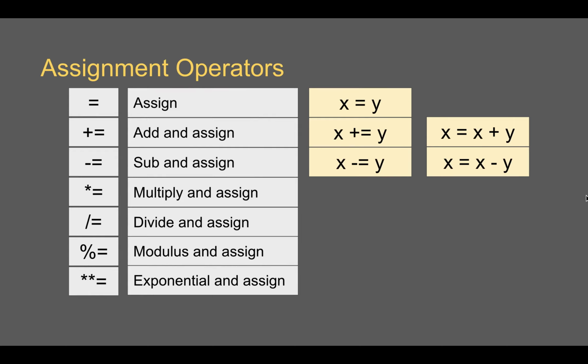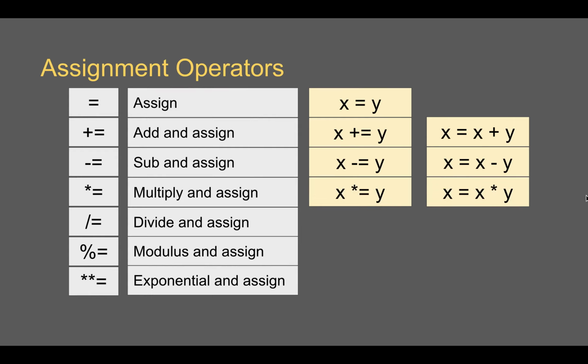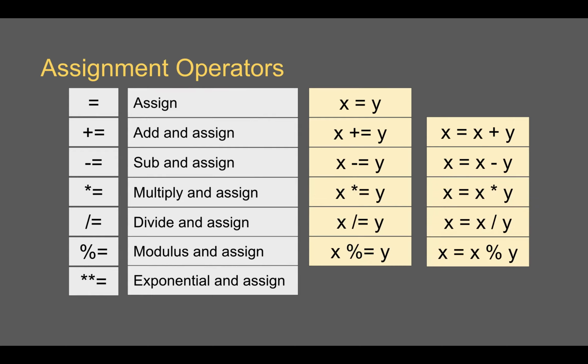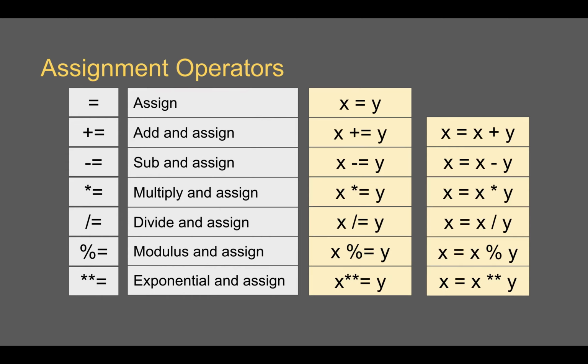So this is how you can do subtract and assign, multiply and assign, divide and assign, modulus and assign, and exponential and assign. These arithmetic operators can be used along with the assignment operator, which is equals, and we can do all these operations. These are called the assignment operators in JavaScript.